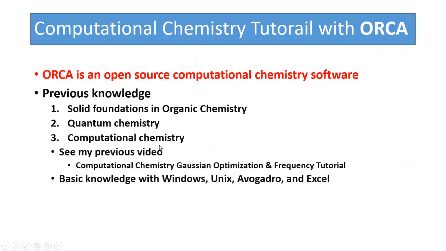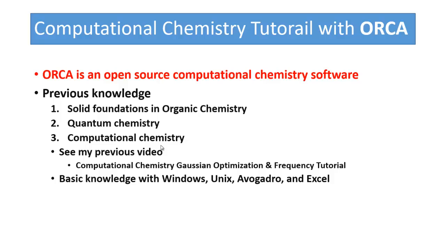So for today, we're going to give you a tutorial on using ORCA as a computational chemistry software. As I said, ORCA is an open source computational chemistry software, so it's different from Gaussian, because Gaussian is paid, but ORCA is open source. You can download it from the website, install it on your computer and use it for free. Right now we are with ORCA 5. I think the version is 5.04. The software is quickly developed, and now it's well established.